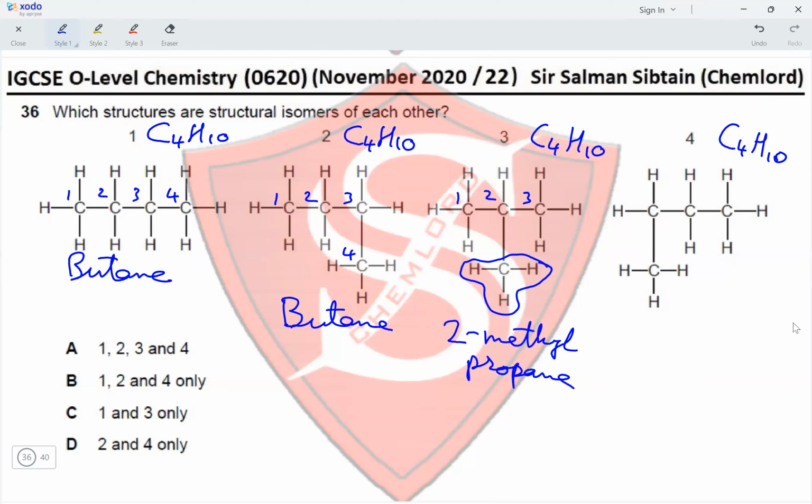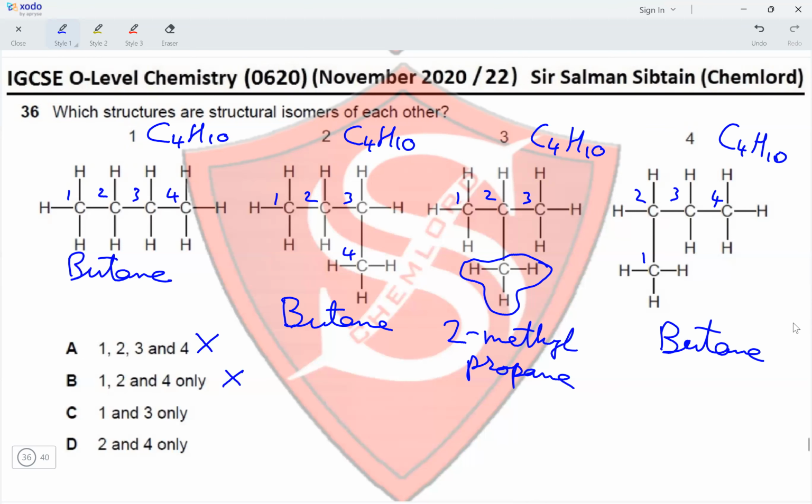And 4, we have 1, 2, 3, 4. We have another representation of butane again. So only structure 3 is an isomer of the other three structures. So options 1, 2, 3, and 4 are isomers? No. 1, 2, and 4 are the same structure.